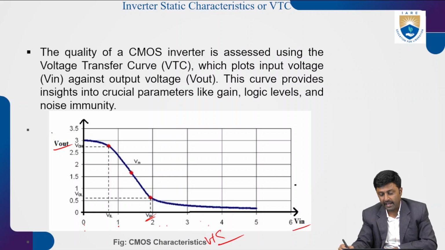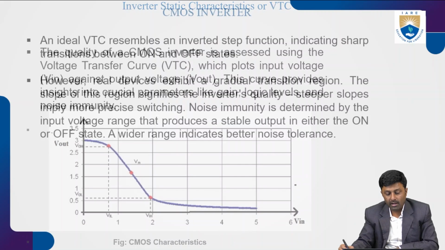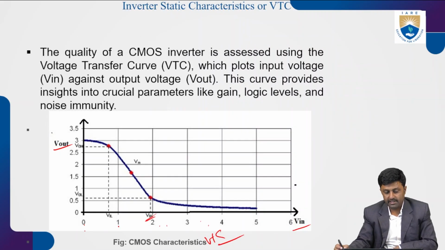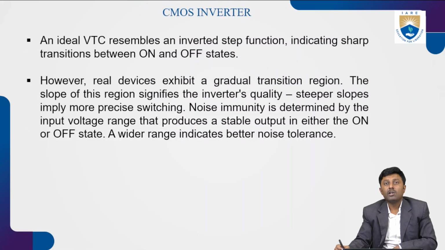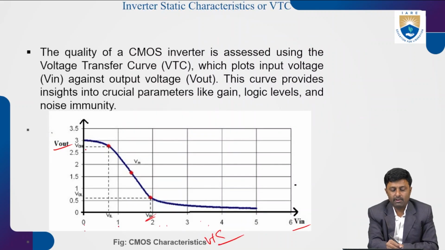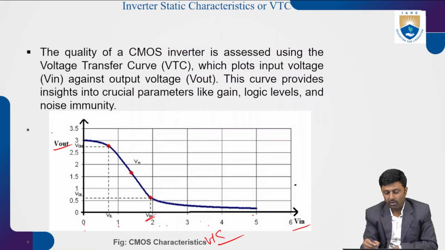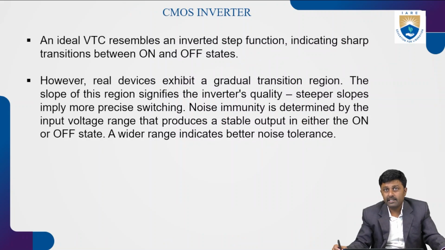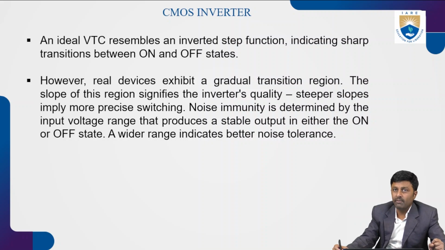So this is the characteristic, and this will affect the flow of current in the transistor. The VTC resembles an inverted step function. That is, in the beginning, it will be on and off. So the VTC characteristic shows the on and off of this transistor. Real devices exhibit a gradual transition region. The slope of this region signifies the inverter quality.